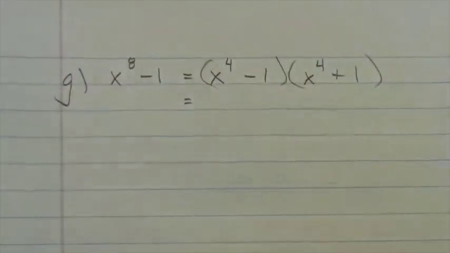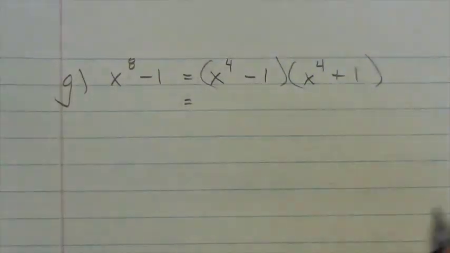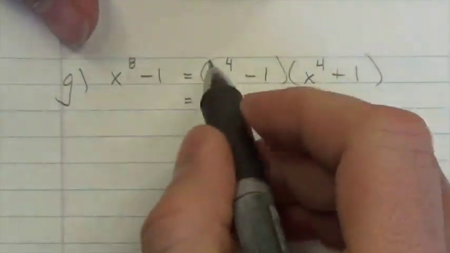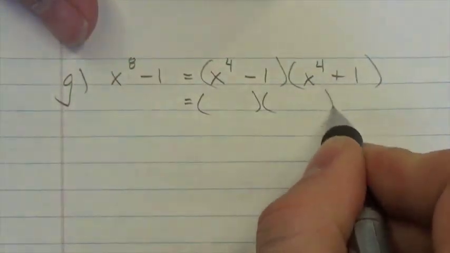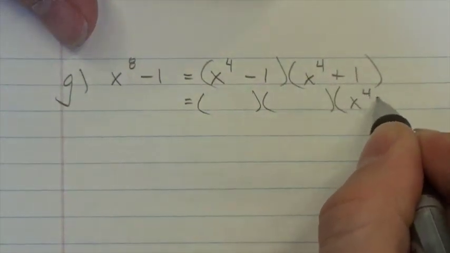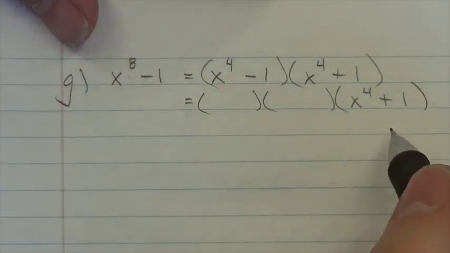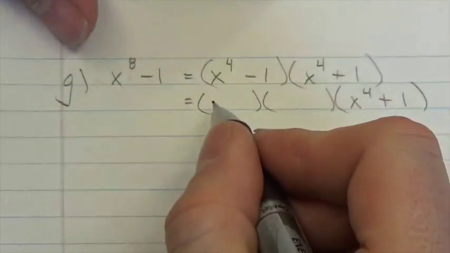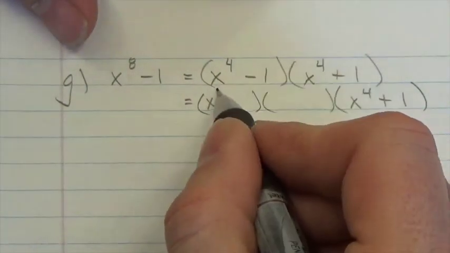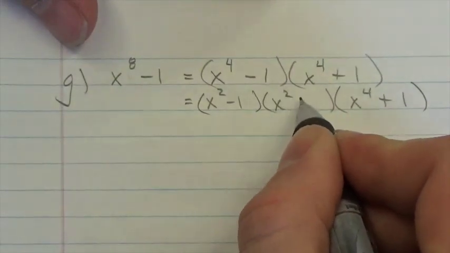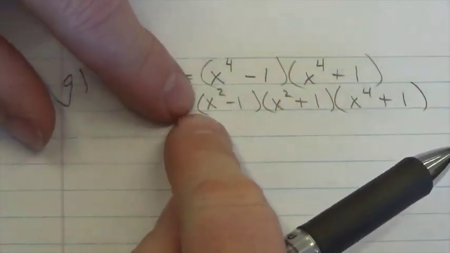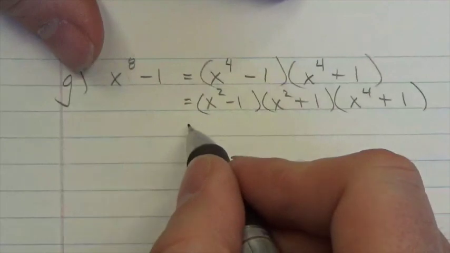Now what makes this question nice is that there's actually multiple layers to it, because this is also a difference of squares. Now x to the fourth plus 1 doesn't work. It's a sum of squares. But x to the fourth minus 1 works okay. The square root of x to the fourth is x squared. And so I break that apart into x squared minus 1, x squared plus 1.